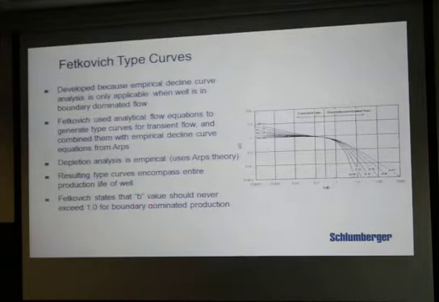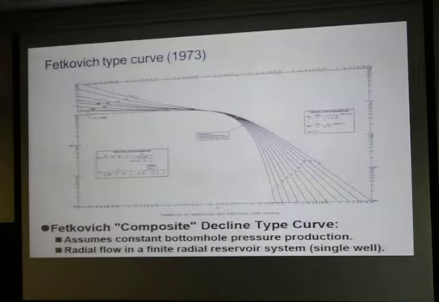He even stated that a B value greater than 1 for this boundary dominated flow region is unrealistic. So this came in 1973, probably 25 years after the ARPS evaluation, right? So this is what Fedkovich developed. After this line, this is from the empirical decline technique. Okay, this is how it looks like from his paper.